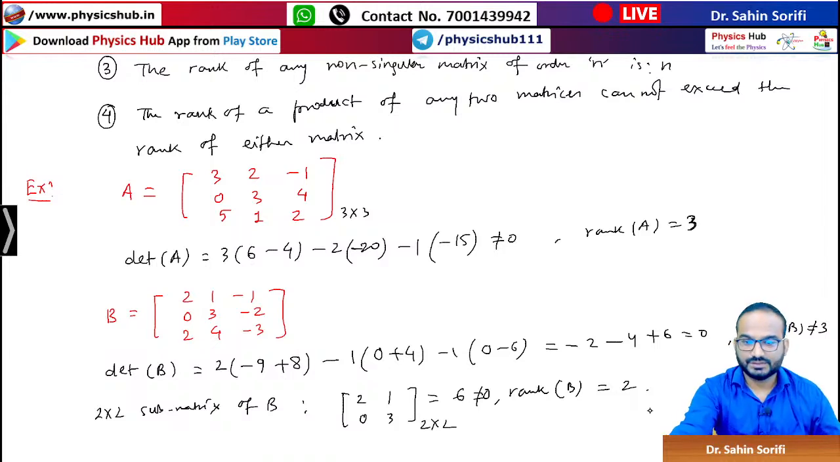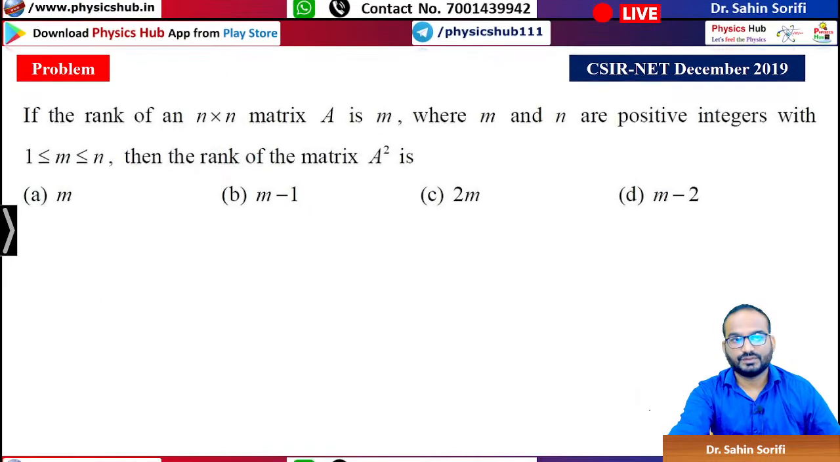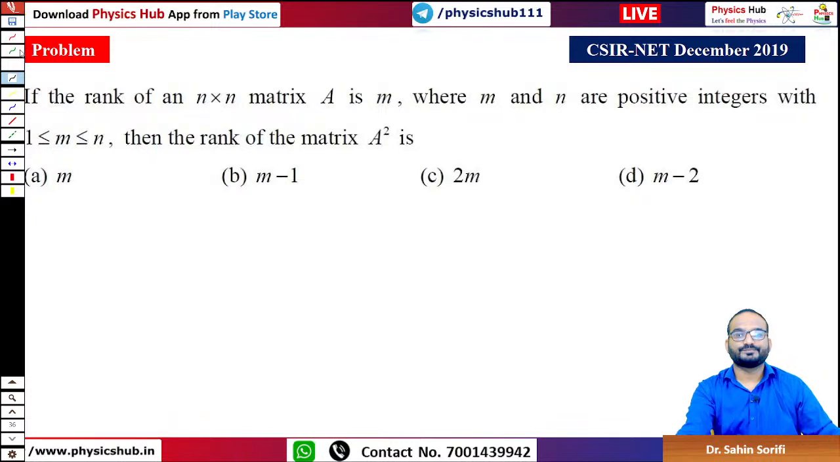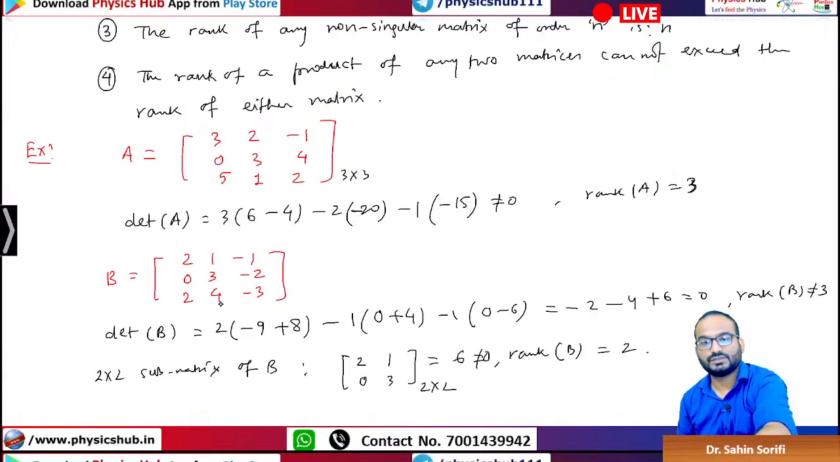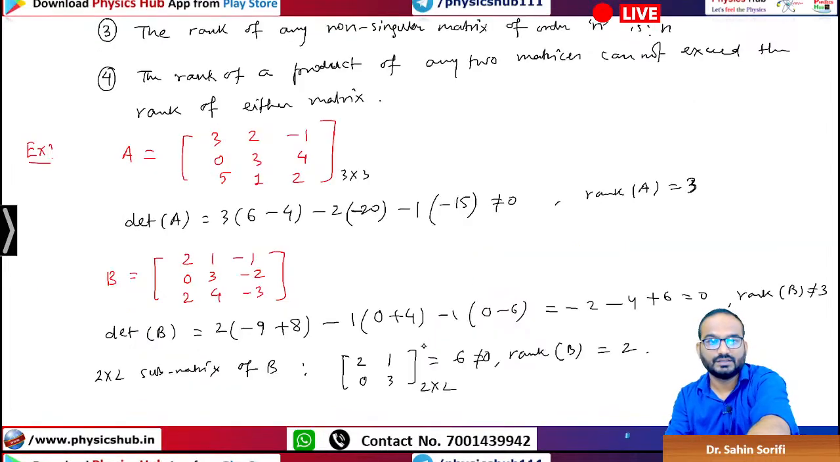One problem came in December 2019 regarding rank. Look at this problem. If the rank of an n by n matrix A is m, where m and n are positive integers with 1 less than m less than n, what is the rank of the matrix A square? One thing we have told you is that the rank of a product of any two matrices cannot exceed the rank of either matrix.